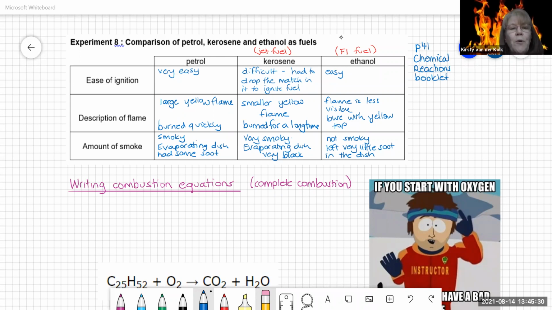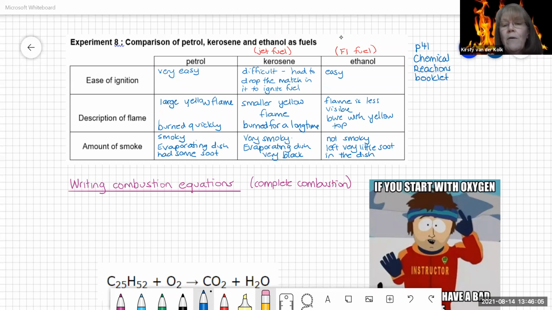All right, the amount of smoke. Petrol burns, the flame is quite smoky, and after the burning's finished, the evaporating dish has quite a lot of carbon in it. The soot that's left behind is just carbon, comes from incomplete combustion. So all of the smoke is from incomplete combustion, and kerosene had a much smokier flame, lots of smoke being produced, and at the end, the evaporating dish was totally covered in a layer of black soot. So that produces a lot of carbon. So it's very much incomplete combustion occurring there.